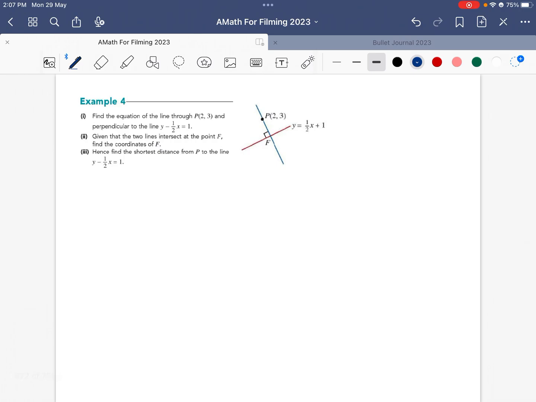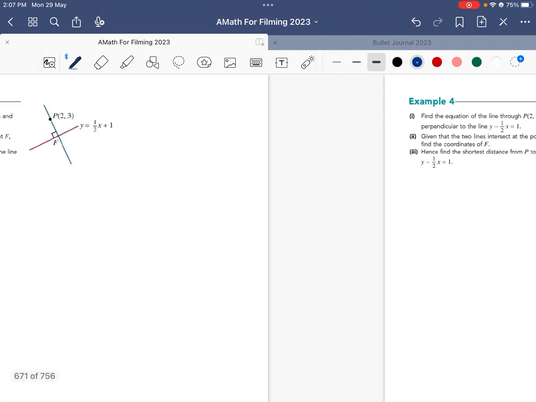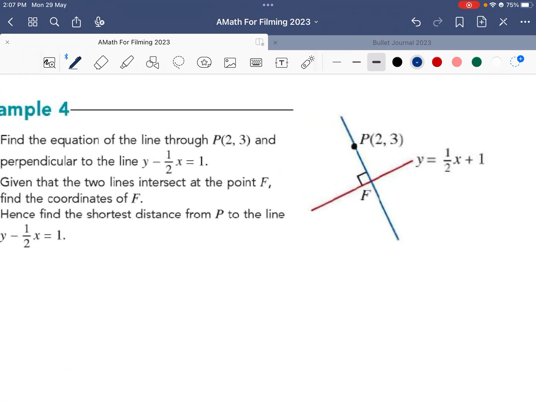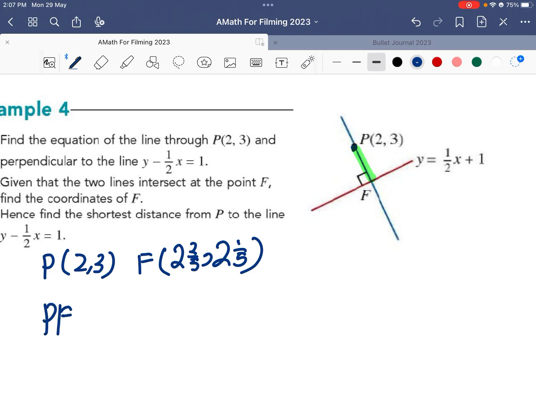Now, the last part is part 3, which is to find the distance from P to the line F. So, what is the shortest distance? The shortest distance in this case from P to the line F is quite obviously just this distance, the perpendicular distance. Let me highlight this. This is the distance that I'm trying to find. My P value was (2, 3), and from the earlier part, the F value is (2 and 2/5, 2 and 1/5).